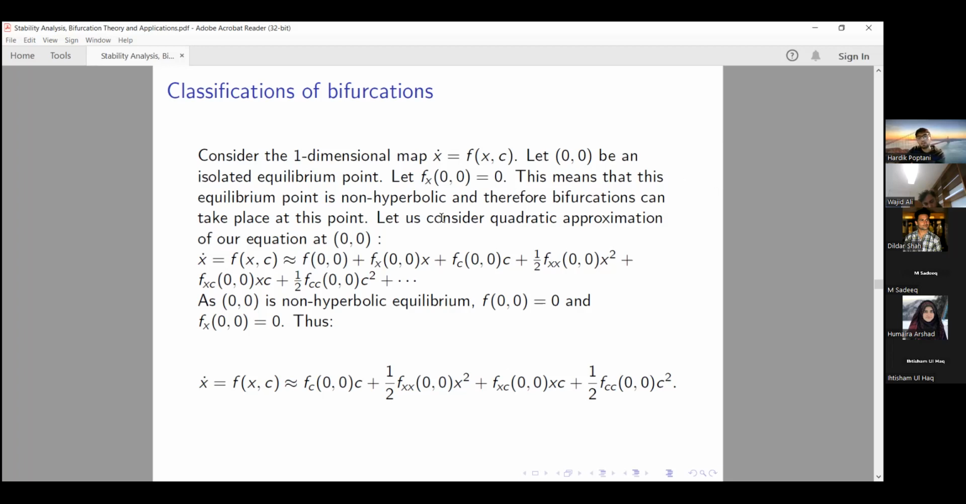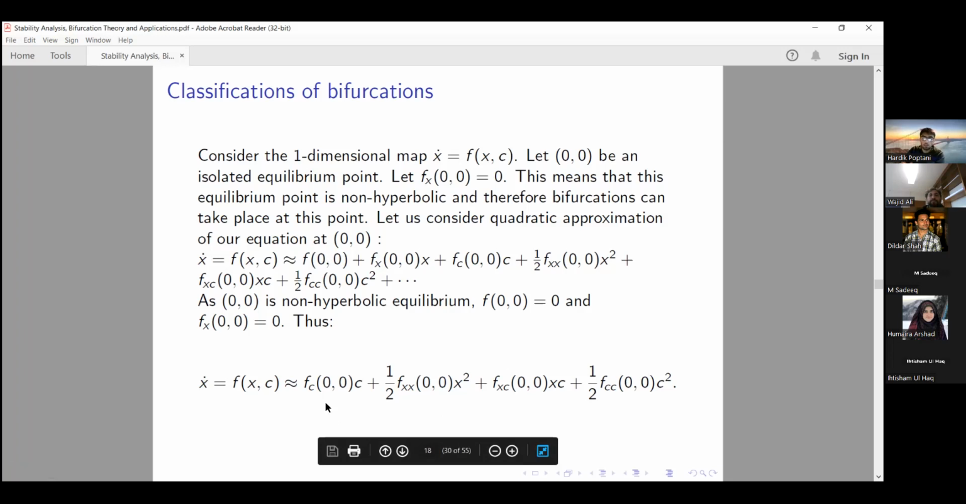So let's consider the quadratic approximation of our equation at 0, 0. Therefore, we just look at the Taylor approximation up to its quadratic terms. And since 0, 0 is non-hyperbolic, the first term, f of 0, 0, because it's an equilibrium, will equal 0. And this value, as we set it to equal 0, will equal 0. So therefore, we can consider only these four terms.